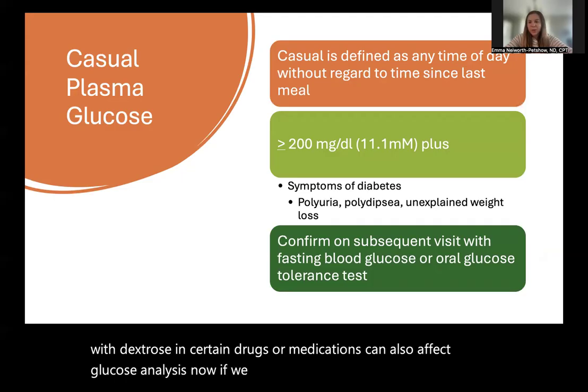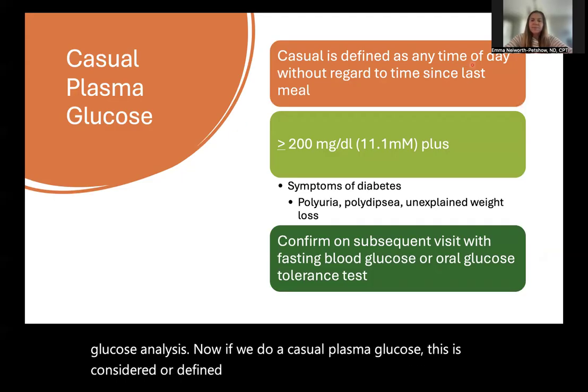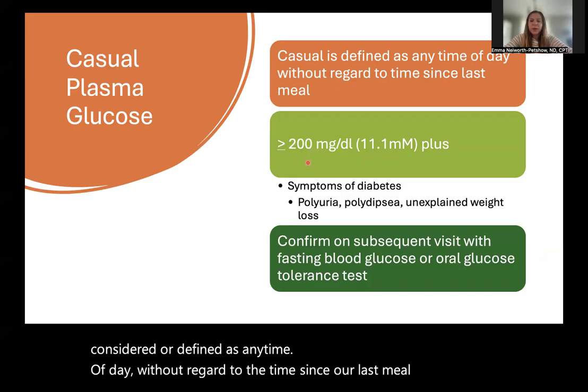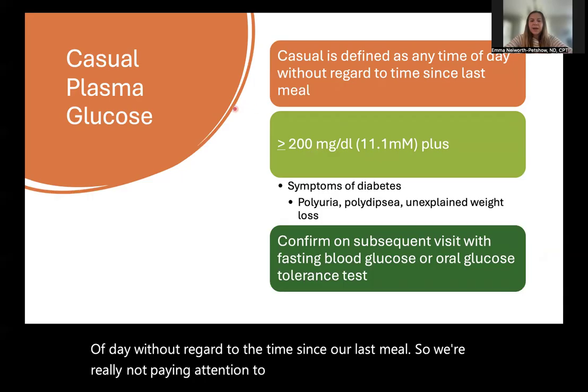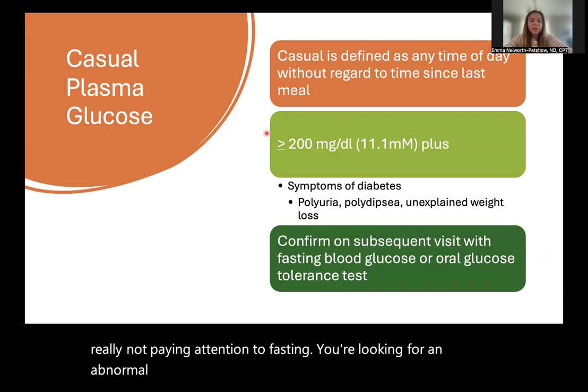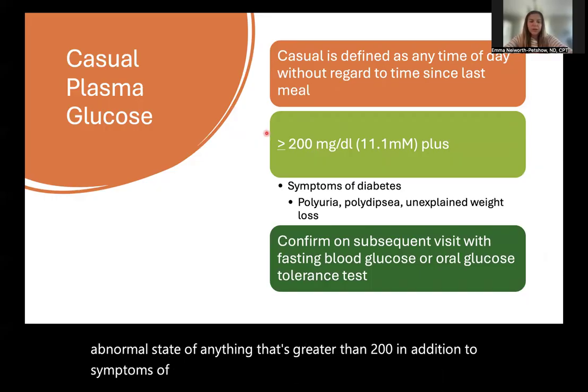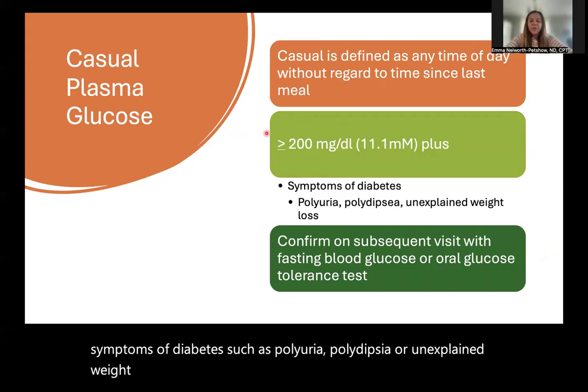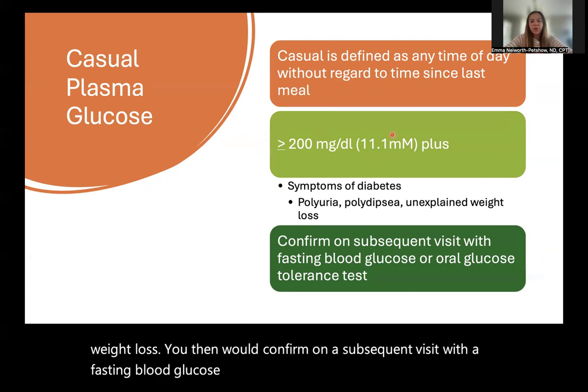Now, if we do a casual plasma glucose, this is defined as any time of day without regard to the time since our last meal. So we're really not paying attention to fasting. You're looking for an abnormal state of anything that's greater than 200, in addition to symptoms of diabetes, such as polyuria, polydipsia, or unexplained weight loss. You then would confirm on a subsequent visit with a fasting blood glucose or an oral glucose tolerance test.